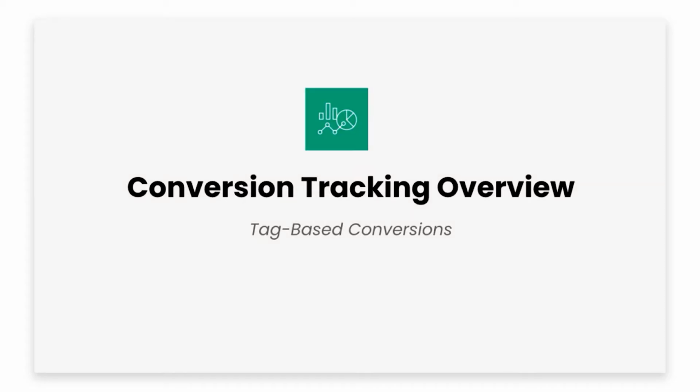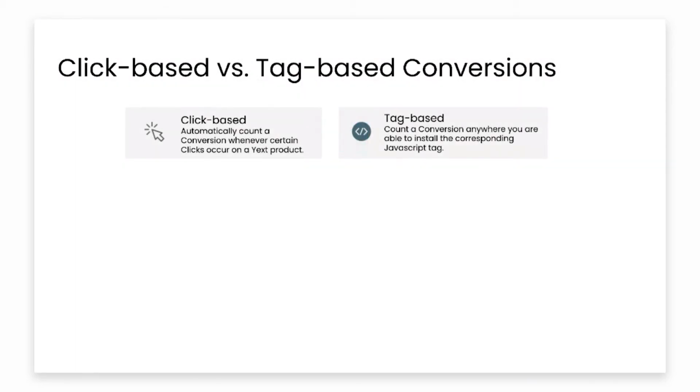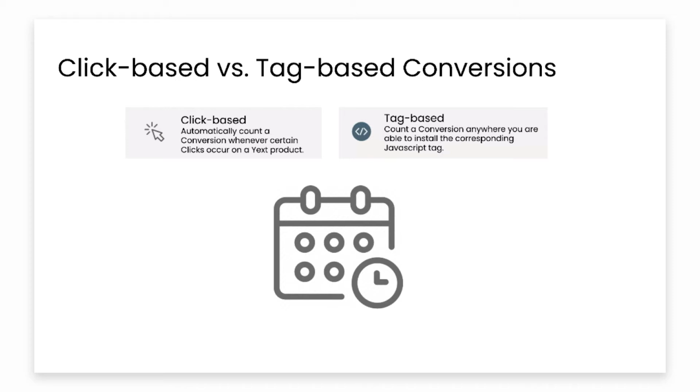In this video, I'll be explaining what tag-based conversions are and giving a high-level overview of the setup process. When tracking conversions, you can either create a click-based or a tag-based action, and the best way to understand this difference is by looking at an example of a customer journey. So let's say you own an eye care business and you want to track appointment bookings as conversions.